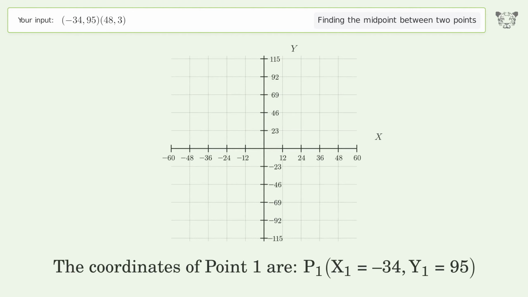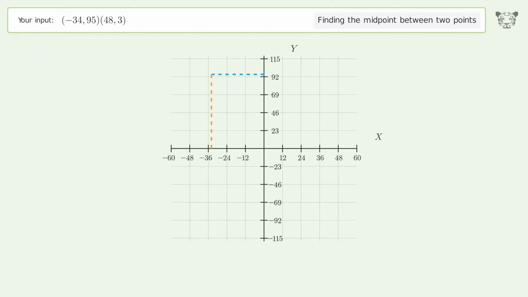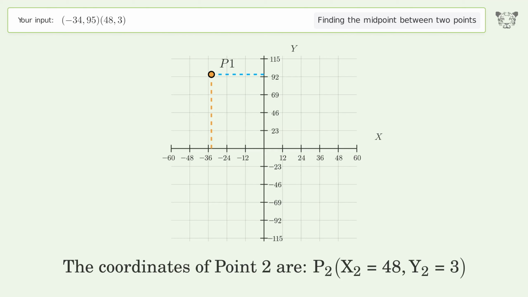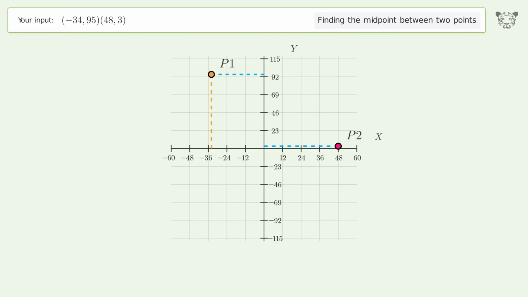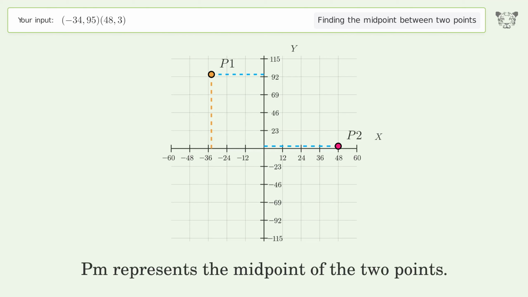The coordinates of point 1 are, x1 equals -34, y1 equals 95. The coordinates of point 2 are, x2 equals 48, y2 equals 3. PM represents the midpoint of the 2 points.